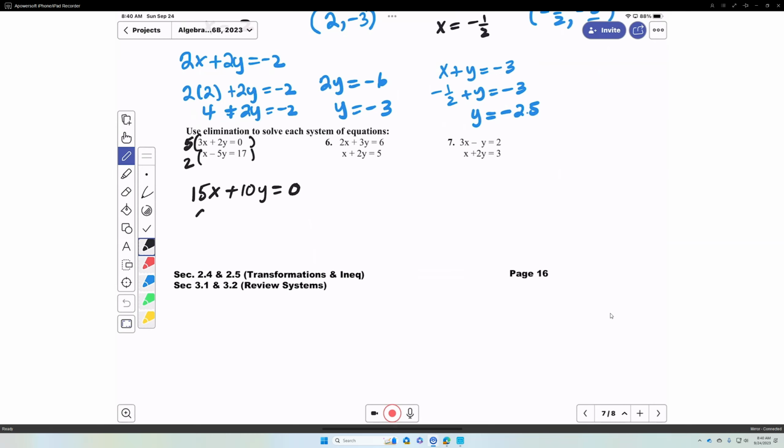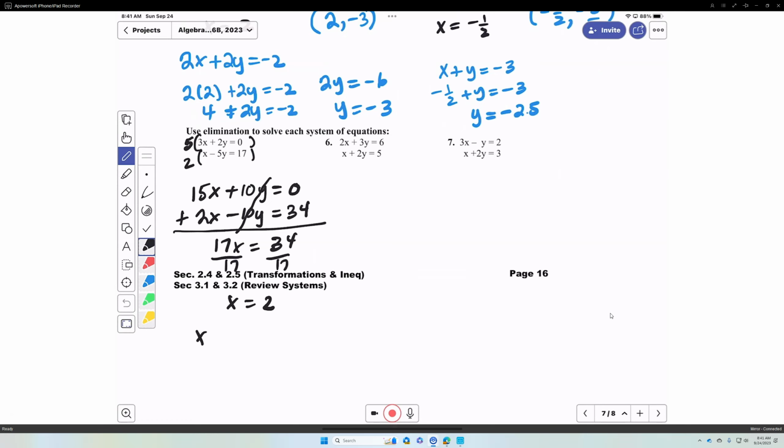And then the next one is 2x minus 10y equals 17 times 2 is 34. Now you notice that 10y and negative 10y, when you add them, become 0. And 15x plus 2x gives you 17x equals 34. Divide both sides by 17 and x equals 2. Now you have to go back into one of them to solve for y.